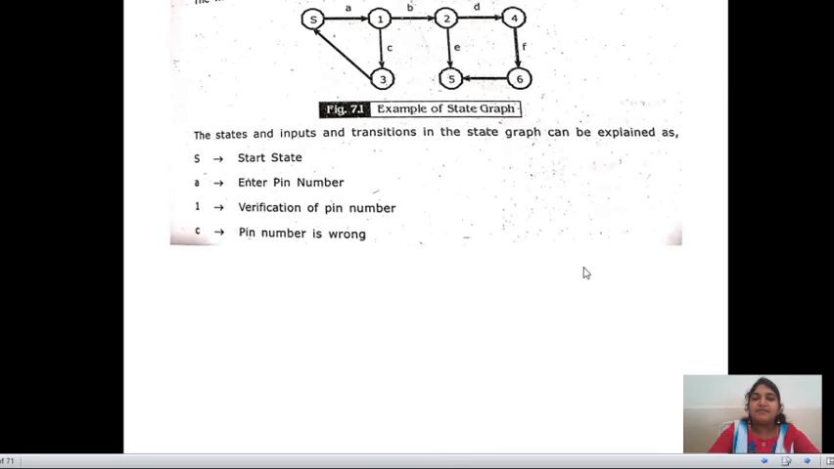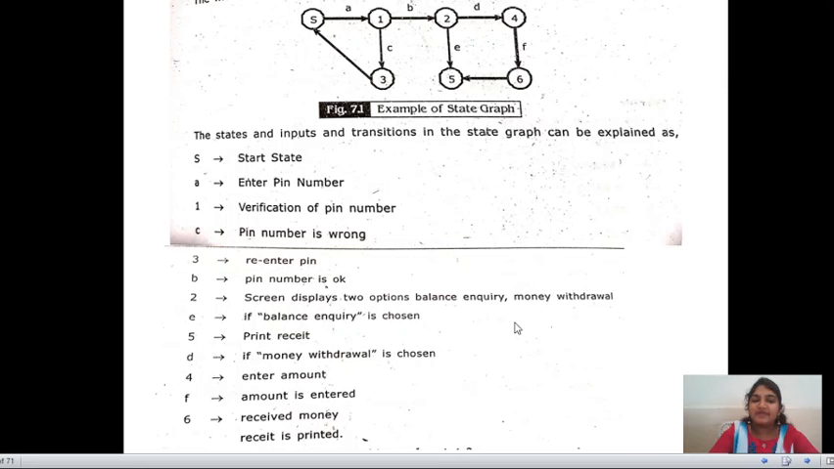See here an example of a state graph. We can call this a state. S means start state. This is the best example for states, which is ATM transactions like entering a PIN number, verifying that PIN number, entering some amount, all can be defined. See this example of a state graph. S means start state. S to 1 with A means the transition, entering the PIN number, which is the input we are giving. So 1 is nothing but a process. This is the state again.